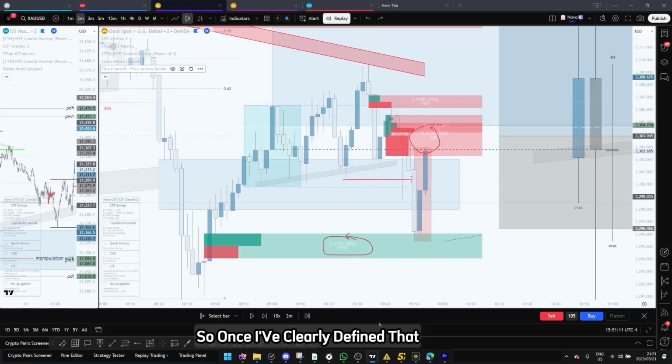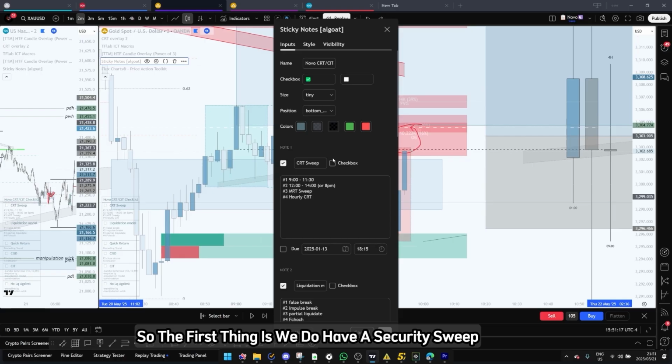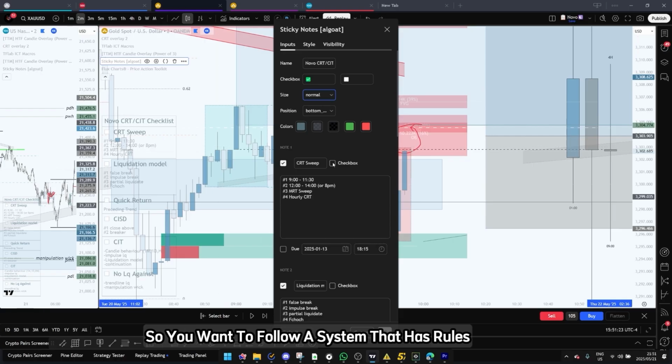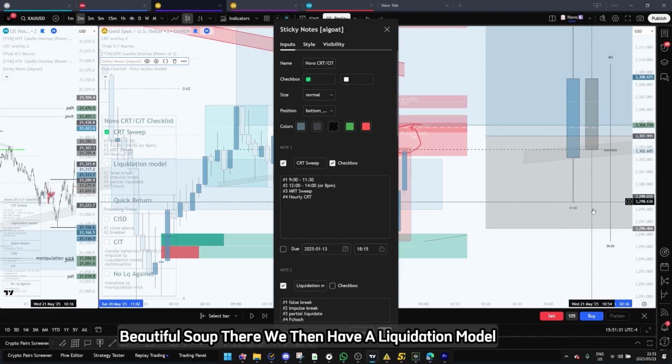So once I've clearly defined that, I then tick off my points on my checklist. So the first thing is we do have a CRT sweep. You want to follow a system that has rules that at least limit you or put you in the right direction. So firstly, we have my CRT sweep, which is of that 1 AM candle. Beautiful sweep there.